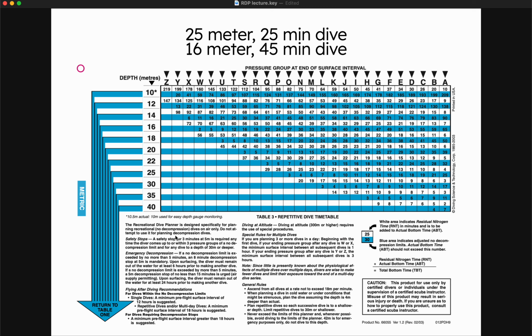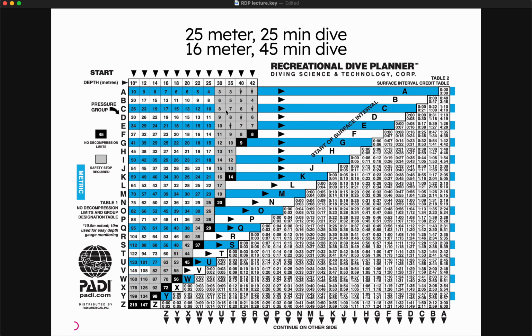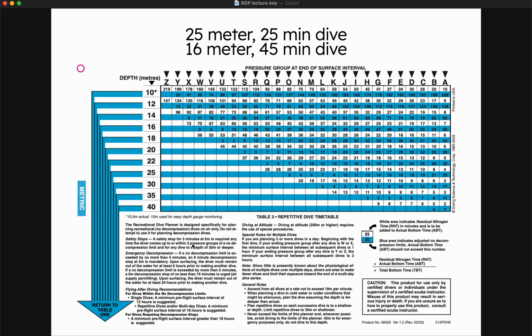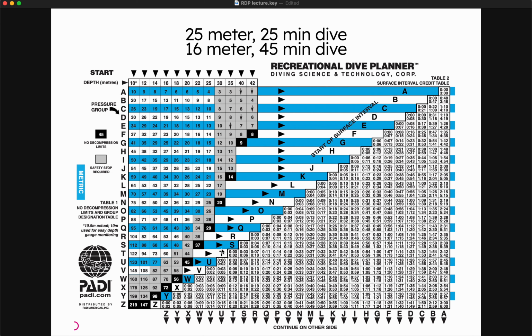So first of all, I mentioned before with these safety stops that are required if you're hitting any of these gray boxes. These are 3 minutes at 15 meters or 15 feet. Anytime that you come within 3 pressure groups of a no decompression limit, and for any dive to a depth of 30 meters or deeper. So you'll see that this has been kind of accounted for within the table here.